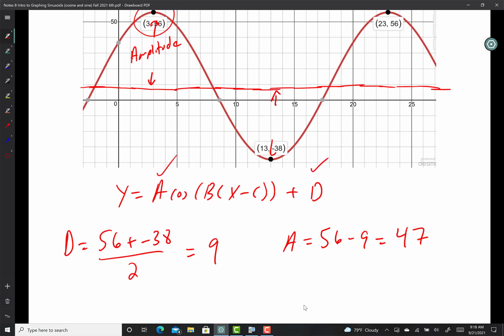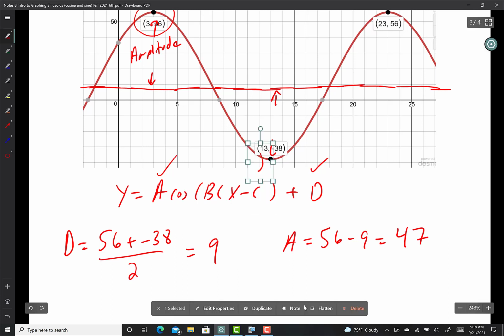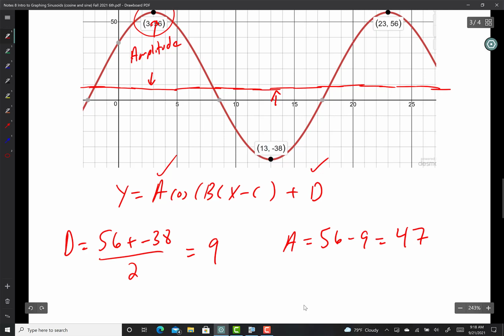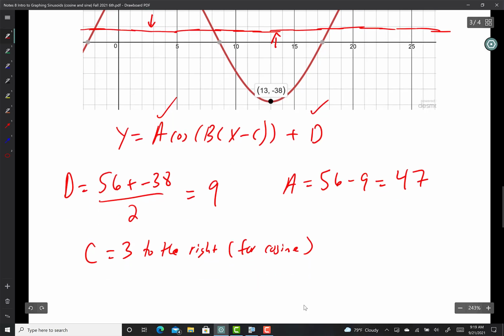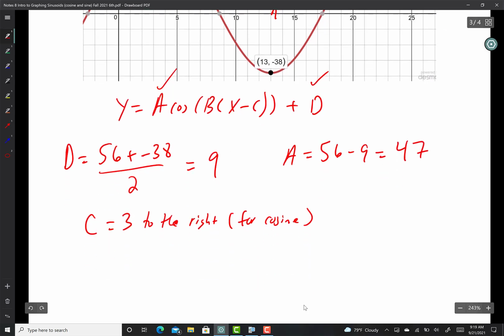So what's my shift of the peak? Yeah, 3 to the right. Good job. So C is just 3. I'm going to write 3 to the right, and in parentheses put for cosine, because we're looking specifically at cosine. And the last thing I need is the b.